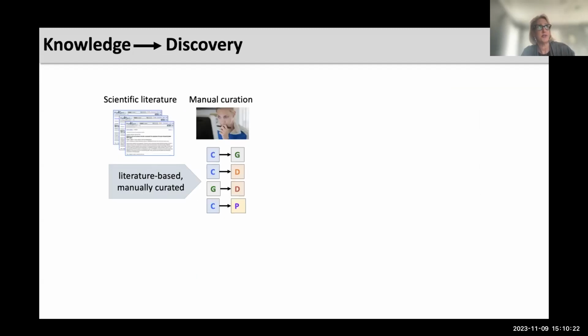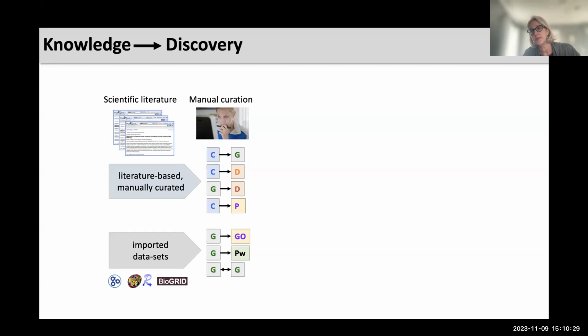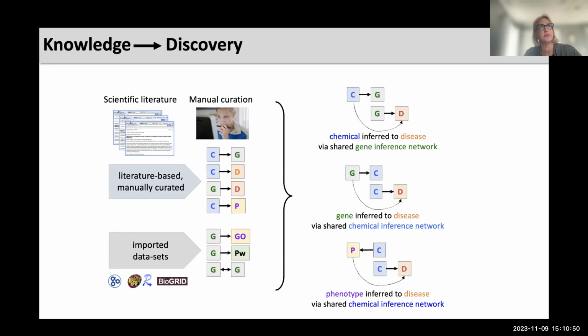We capture this information, as I said, from the scientific literature that's manually curated with the help of some text mining and triage tools that we've developed. We also import a number of other public data sets, so things like Reactome pathways, Gene Ontology information, to fill in some other gaps and not be redundant with other existing resources.